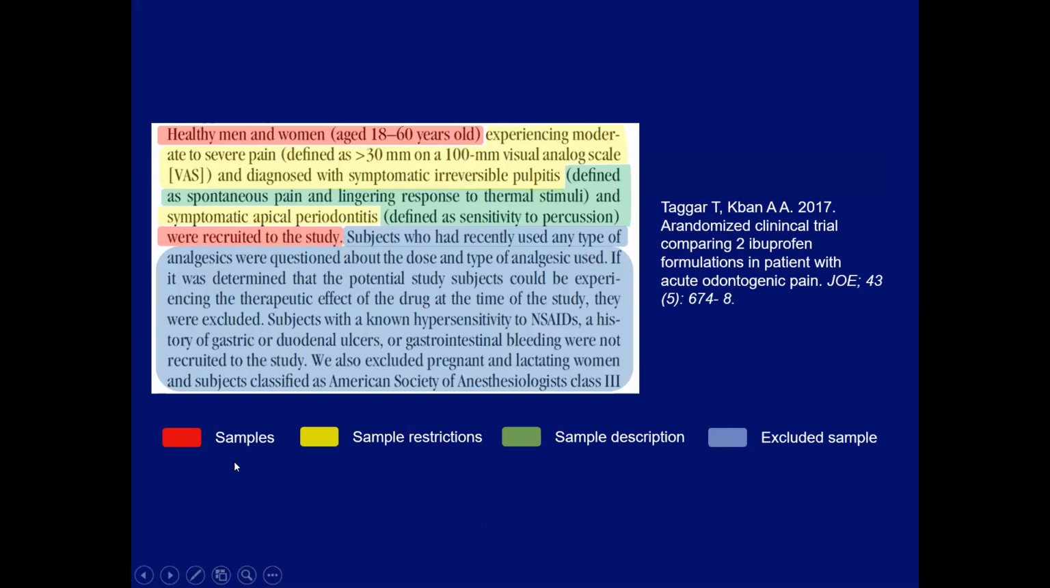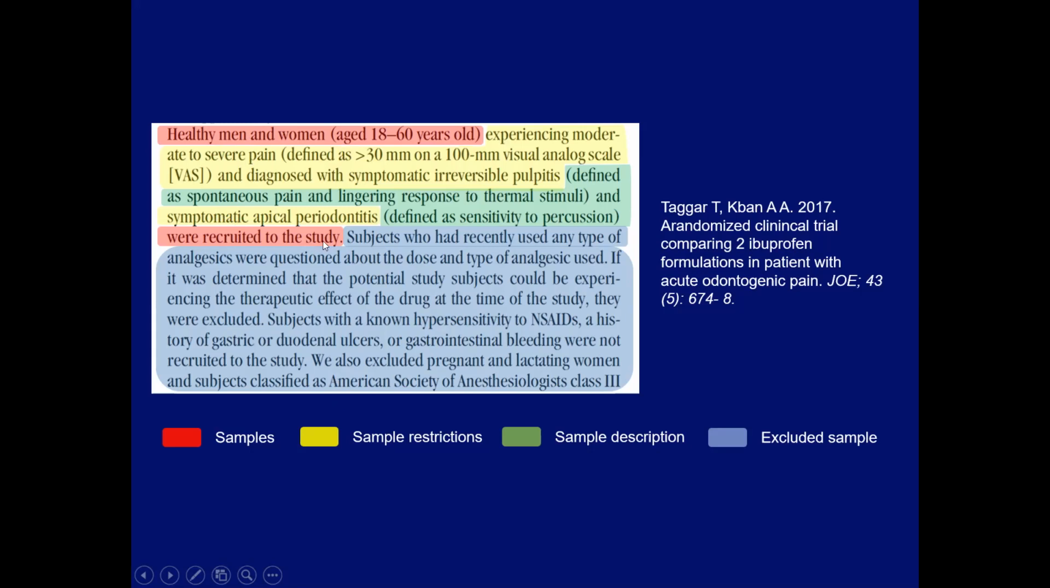Another example is this one: the definition of those samples, for example regarding age, healthy men and women aged 18 to 60 years old. And then restriction: experiencing moderate to severe pain, defined according to those criteria, diagnosed with symptomatic irreversible pulpitis. Then he started to describe the sample itself, defined as spontaneous pain, this irreversible pulpitis, as spontaneous pain and lingering response to thermal stimuli, and sensitivity to percussion, were recruited in the study. Those recruited belong to the healthy men and women that the author started with.